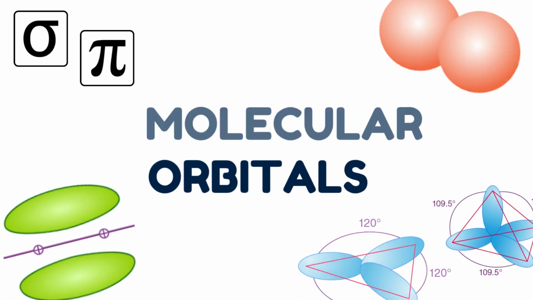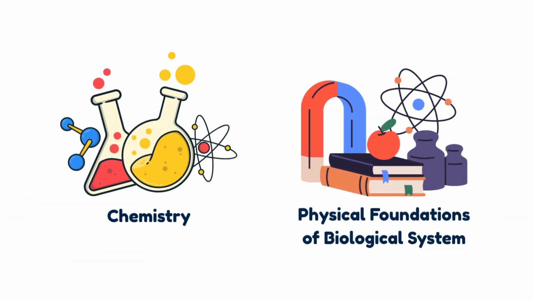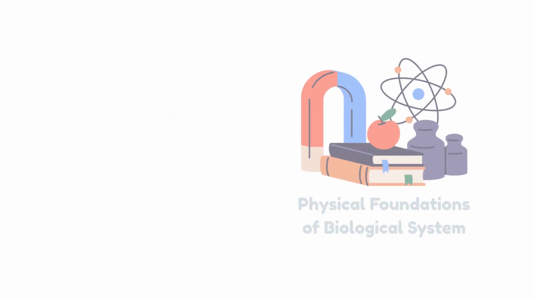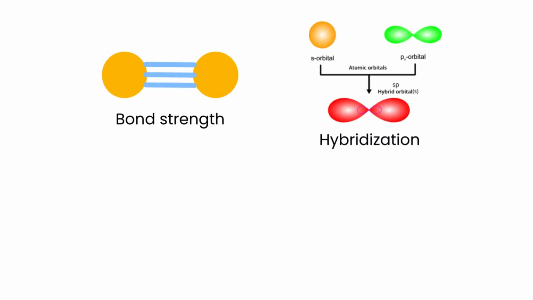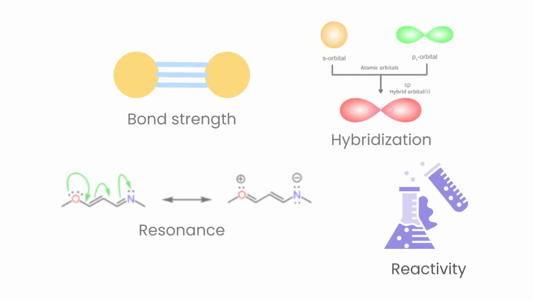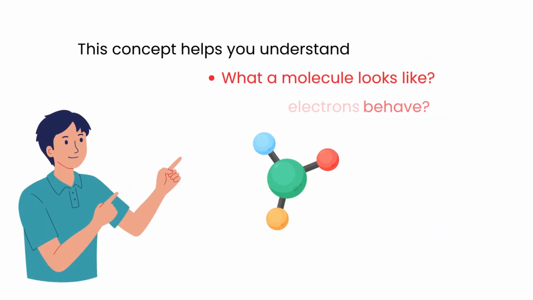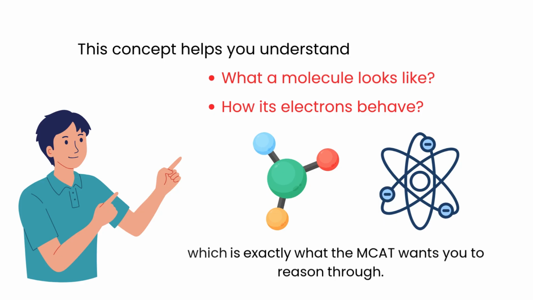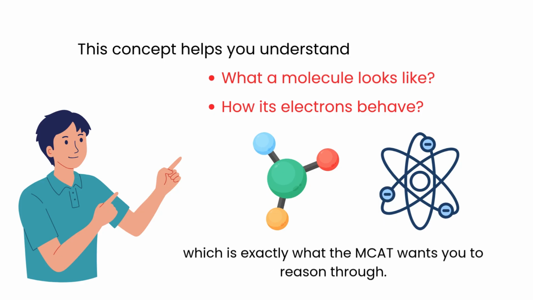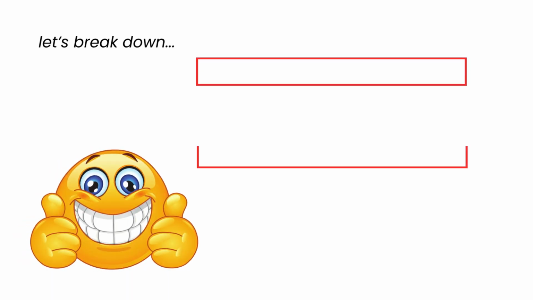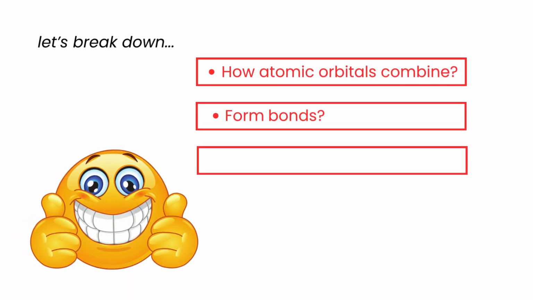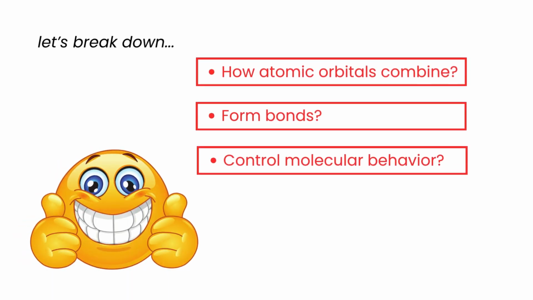Molecular orbitals show up in the chemical and physical foundations of biological systems section of the MCAT and connect directly to topics like bond strength, hybridization, resonance, and reactivity. This concept helps you understand not just what a molecule looks like, but how its electrons behave, which is exactly what the MCAT wants you to reason through. So, let's break down how atomic orbitals combine, form bonds, and control molecular behavior.